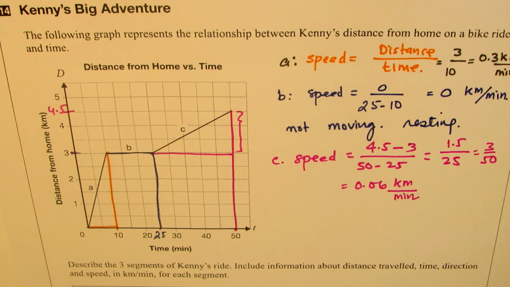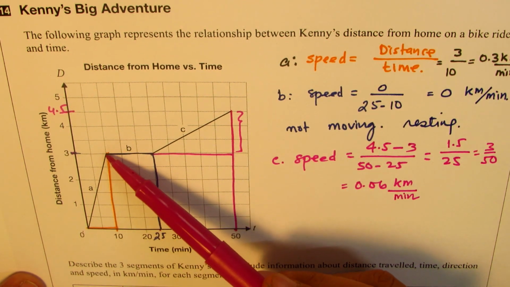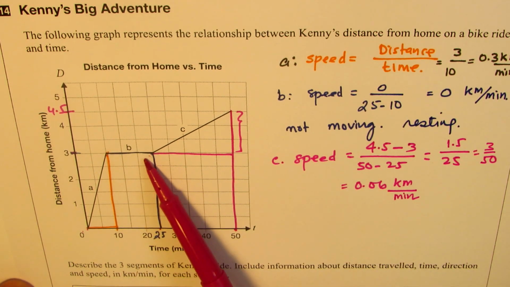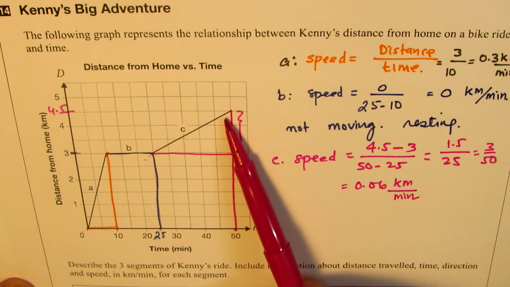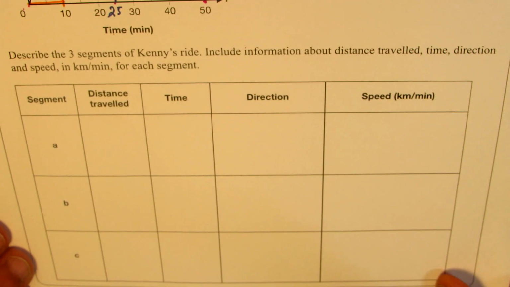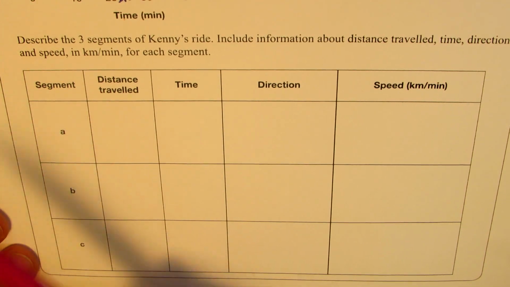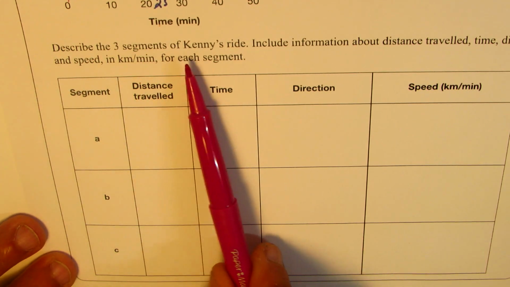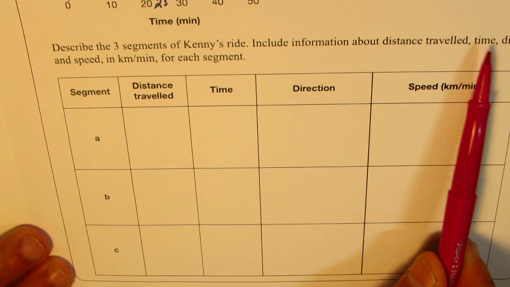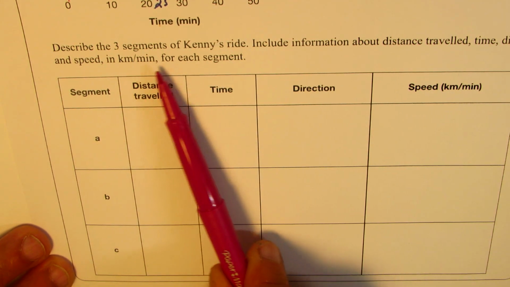So in the first leg, it is very steep and much faster. Here resting and then moving forward but at a lower speed. Okay, is that clear to you? So that is how we could actually explain the given situation. Right? Now let's fill up these values in the table given to us. Describe the three segments of Kenny's ride. Include information about distance traveled, time, direction, and speed in kilometers per minute for each segment.